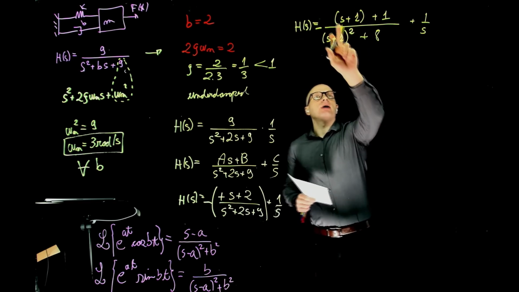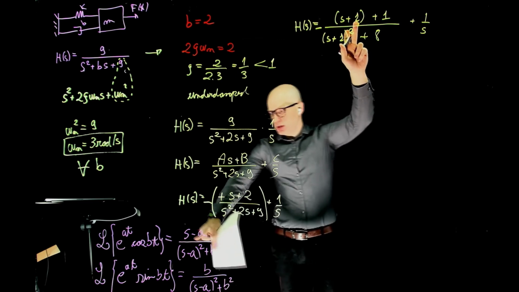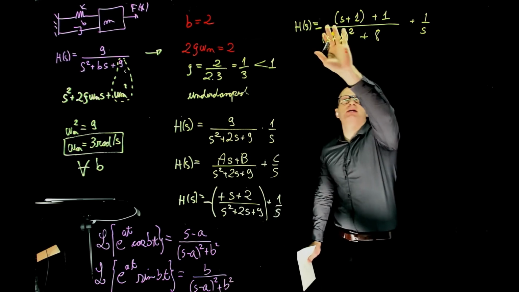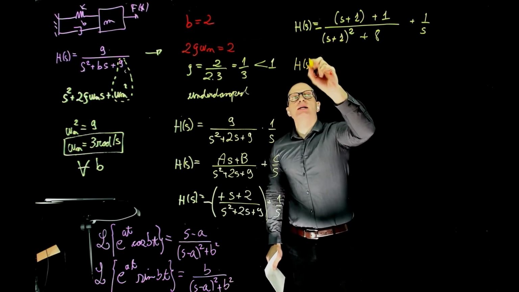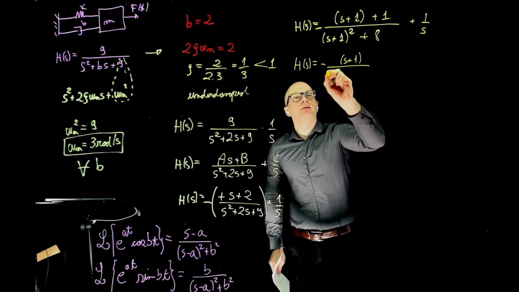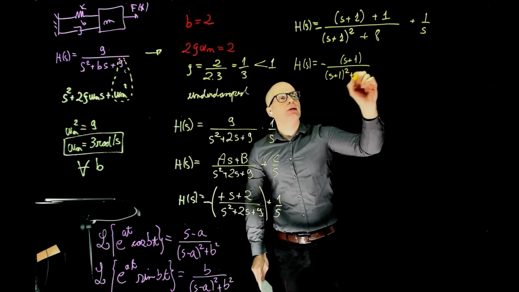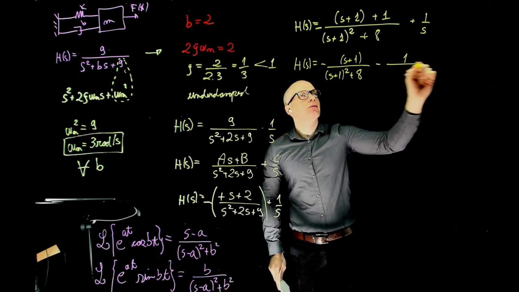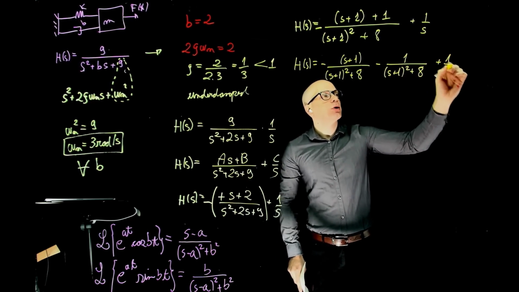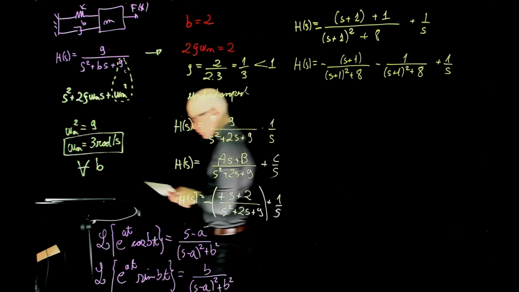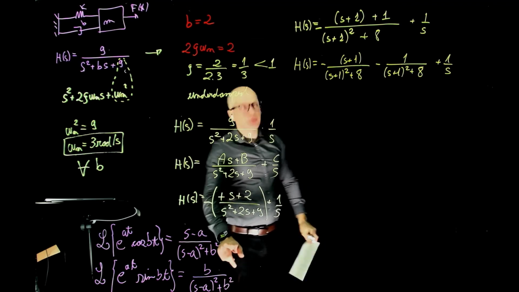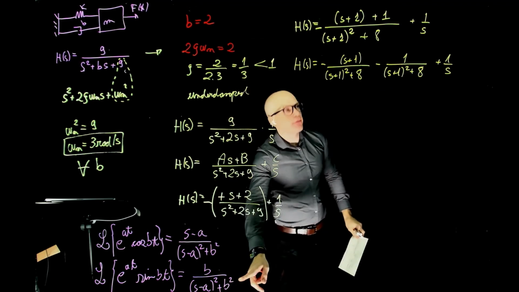We see here s plus 1 is corresponding to this part, but then we have plus 1, which is corresponding to that part. So now you can split this into 2. H of s equals negative s plus 1 over s plus 1 squared plus 8, minus 1 over s plus 1 squared plus 8, plus 1 over s. And now we have precisely this format and that format.